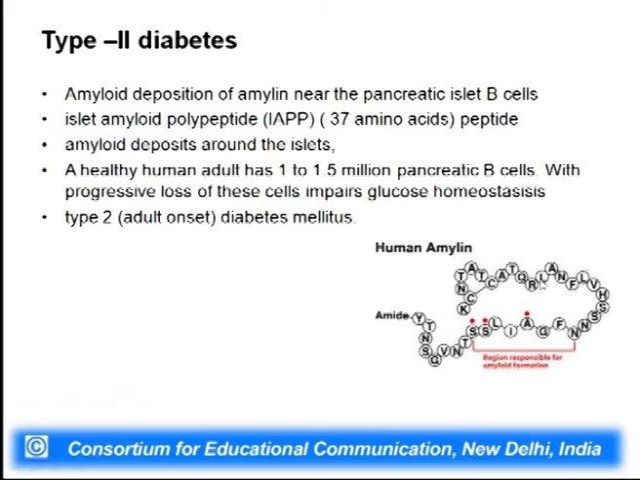So, the pancreatic islet beta cells, which are the cells responsible for producing insulin, get engulfed by this aggregate or amyloid formation, and subsequently there is loss of the pancreatic islet beta cells, which will cause a further decrease in insulin and which will further cause glucose homeostasis to be disrupted. So, you can see the structure of human amylin, and these are the regions which are responsible for further aggregation, and aggregates can form around the pancreatic islet beta cells.